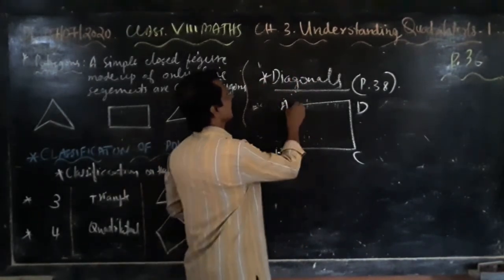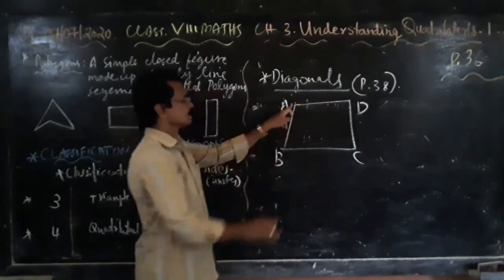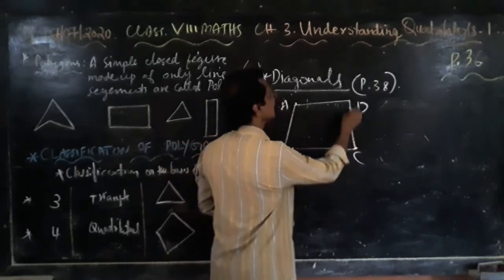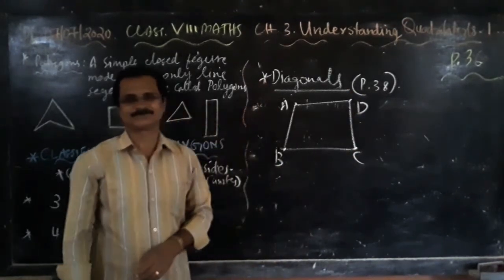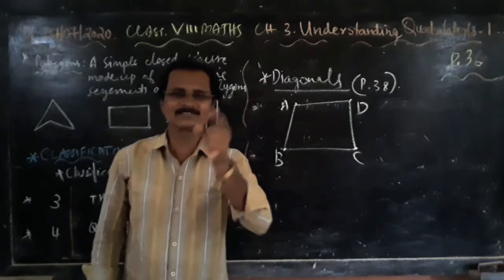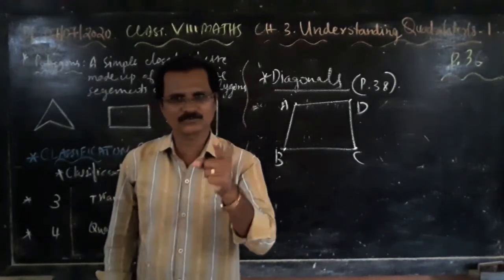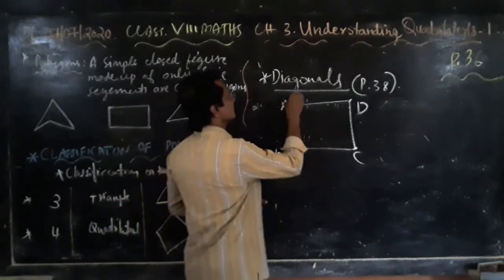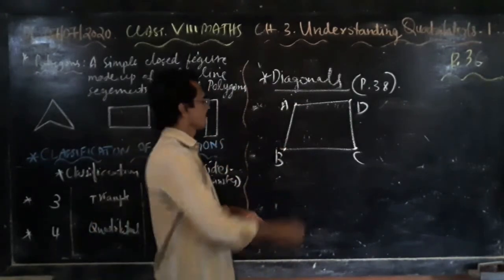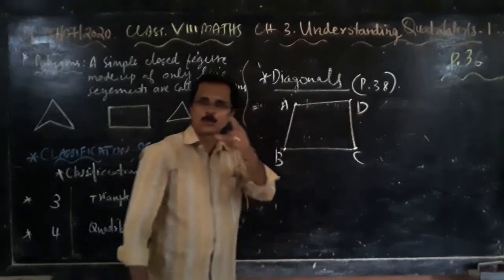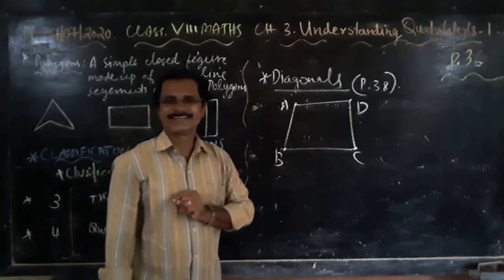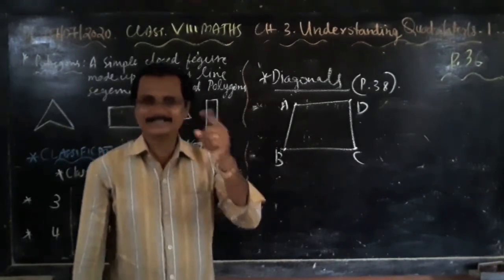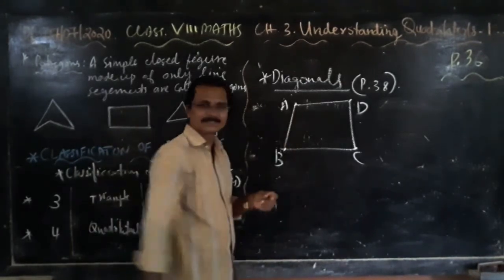Connecting line segment. Now, how many vertices are there? Here, 4 vertices are there. A, B, C, D. These are the 4 vertices. Corner, vertex. One corner is a vertex, more than one are vertices. One corner, this is one corner, that is a vertex, and A, B, C, D together are vertices.